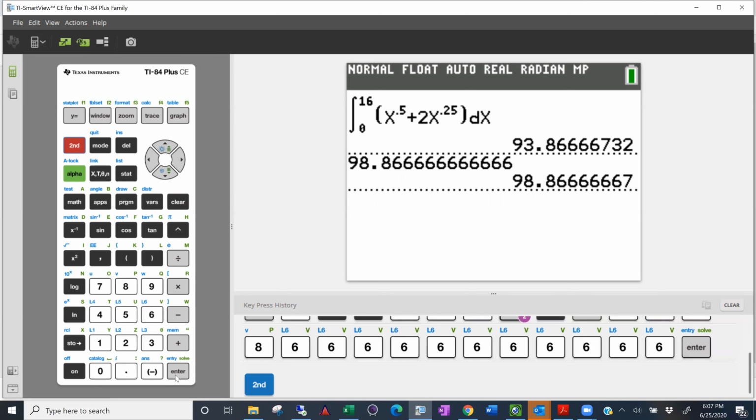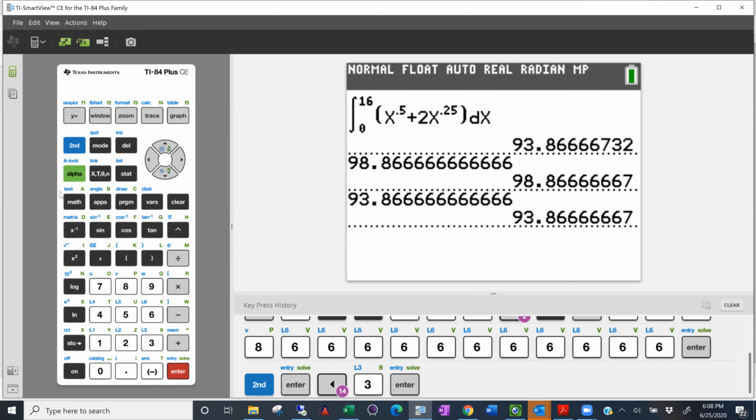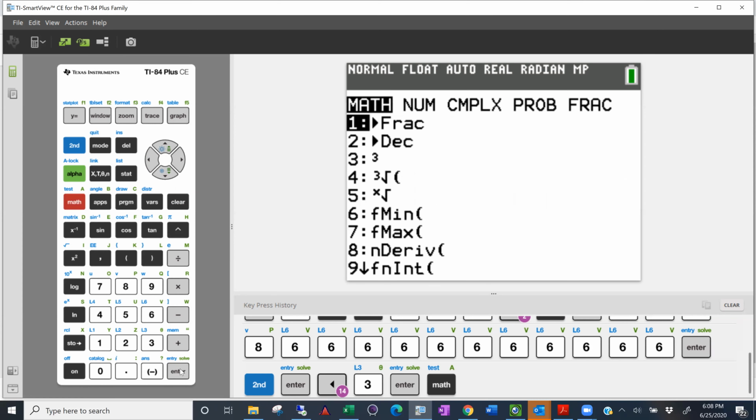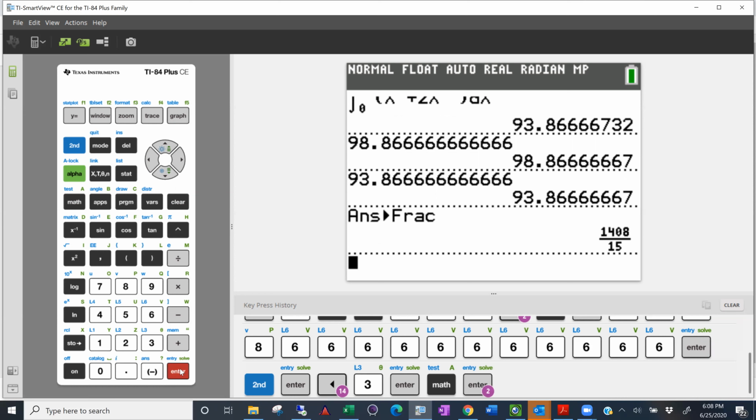All right. So if you hit the second key and then the enter key, you can go back and edit your previous statement. Let me put in a 9.3. You're right. Thank you. And now let me hit the math key and press enter twice. There we go. So a nice fraction. And that'd be 1408 over 15 times pi.